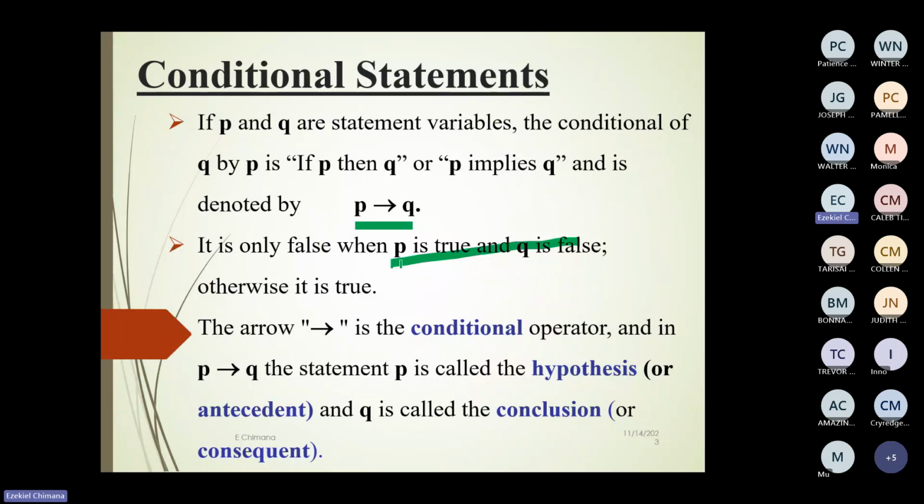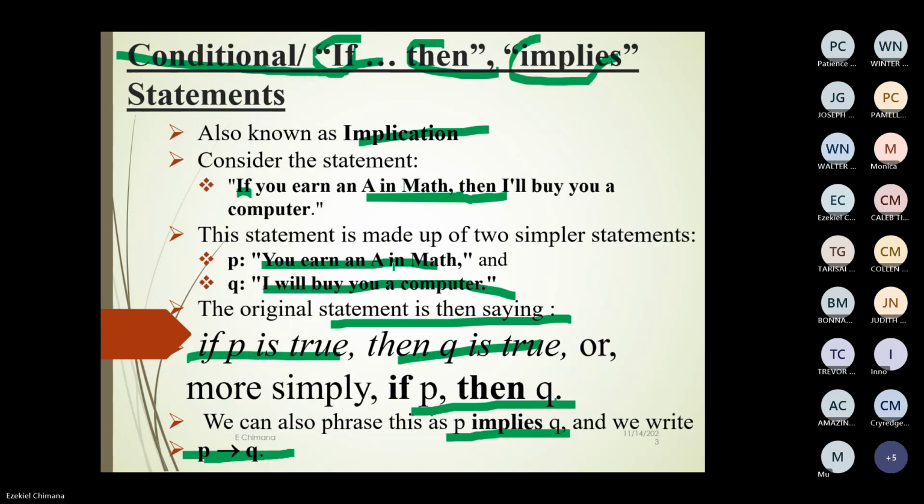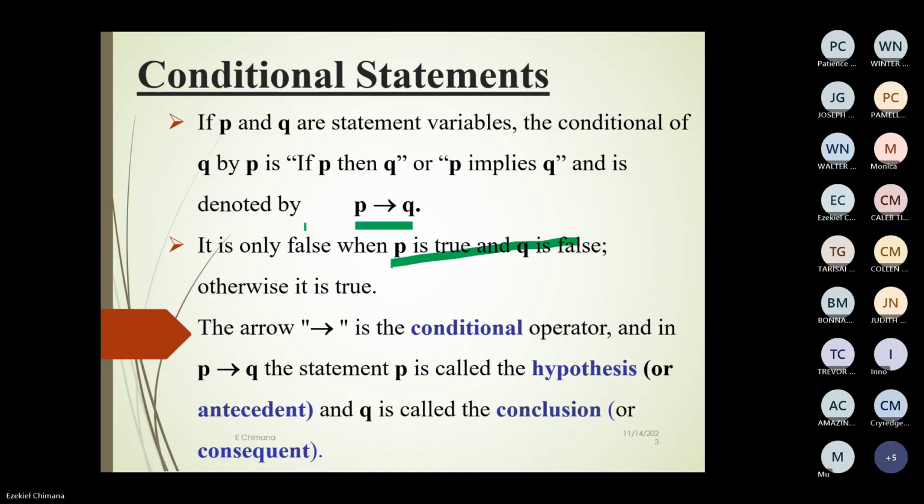If you earn an A in math, then I will buy you a computer. Then you pass, and I fail to buy you the computer. That cannot happen. We've promised that and we'll do that.